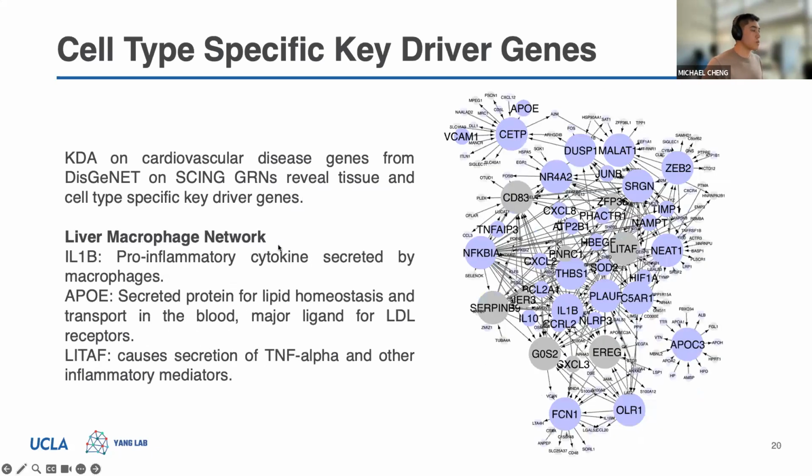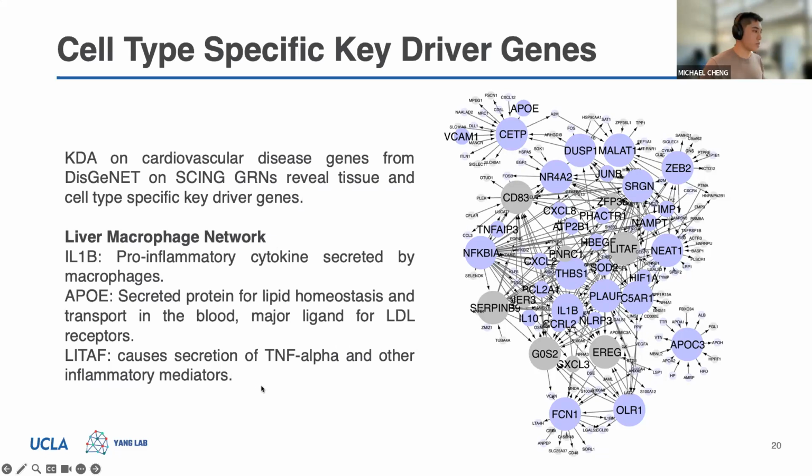Now, using the same cardiovascular disease gene set, I also wanted to look at how the key drivers differ in another cell type network within the liver. Here we're looking at the macrophage, which has a clear functional difference from hepatocytes, in that macrophages are involved with more inflammatory processes. And we can see that these key driver genes are related to macrophage function, like IL-1B, which promotes inflammation and is secreted by macrophages, and ApoE, which is secreted for lipid homeostasis.